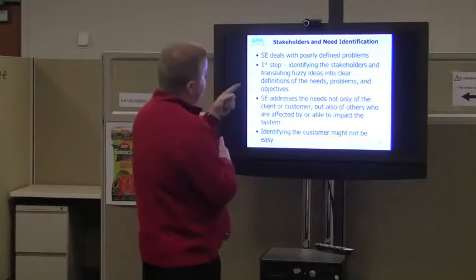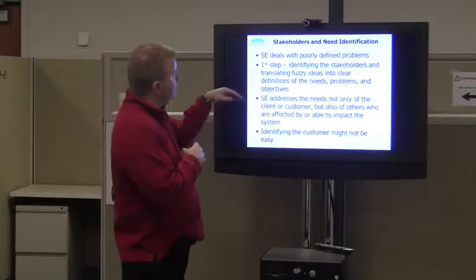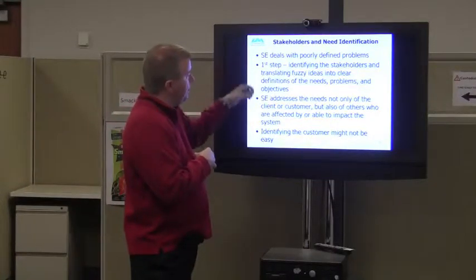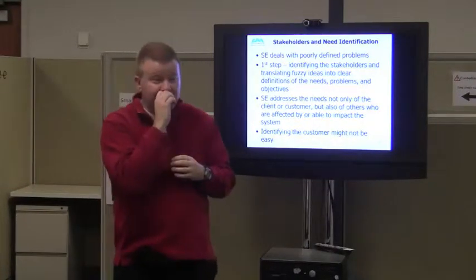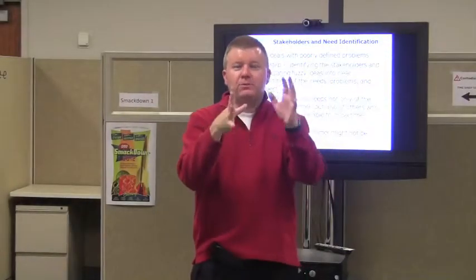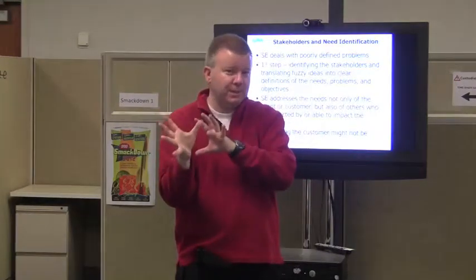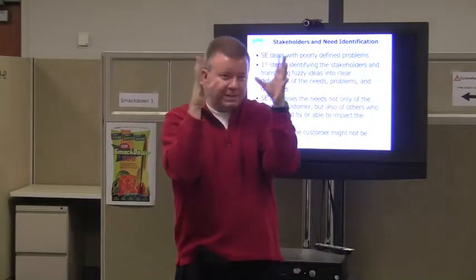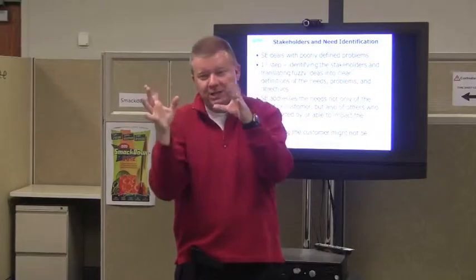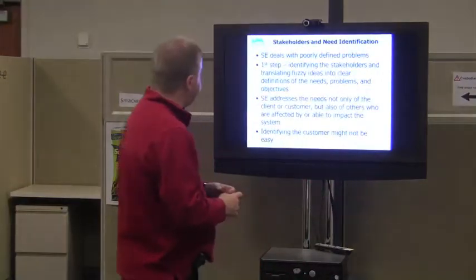So the first step is to identify the stakeholders, translate fuzzy ideas into clear definitions of the needs, problems, and objectives. You might sit down with the stakeholder at a table. I have done this before, and they thought they wanted something. As you start talking to them, it begins to morph into something else, right? So those fuzzy ideas can then start changing into something more solid, and they have a clear picture. You just got to get that picture out of them and know what it is.